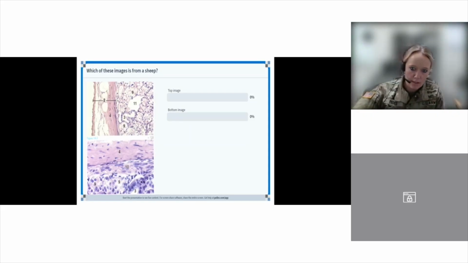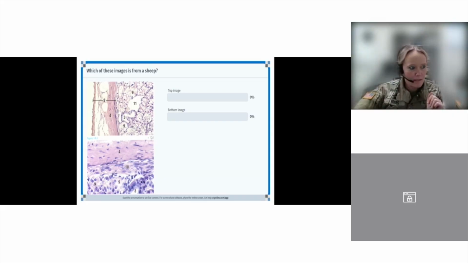So the first thing on my tissue checklist was the capsule. These are both images from the capsule. What I would like you to tell me is which of these two images is from a sheep. There's a specific feature of the capsule that is present in some species and not others. That would tell you which one of these is likely from a sheep or other ruminant, as opposed to, say, a dog or a cat.